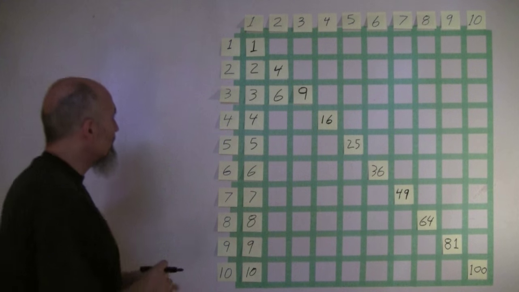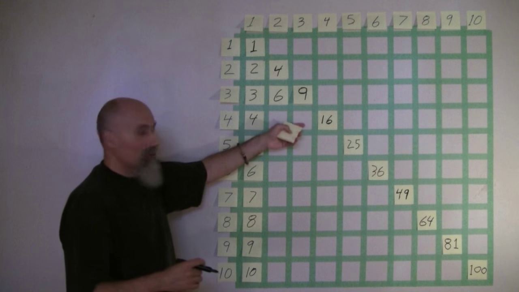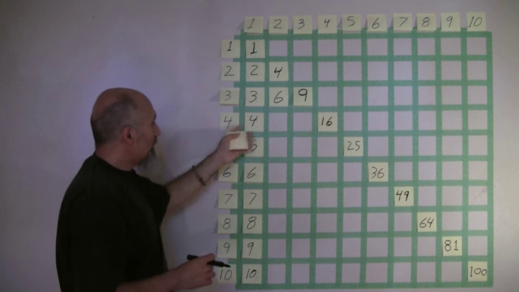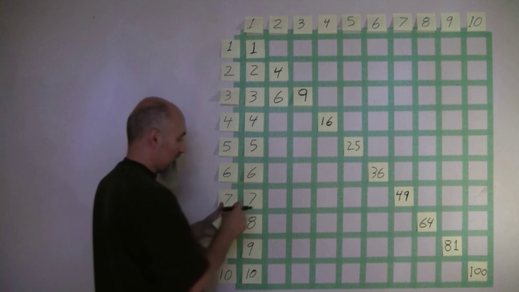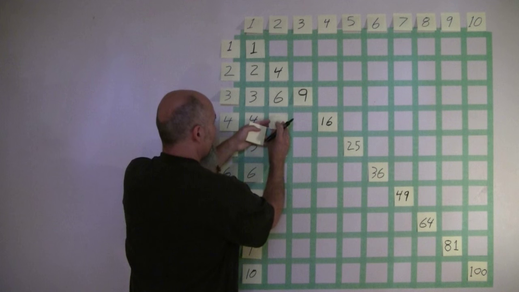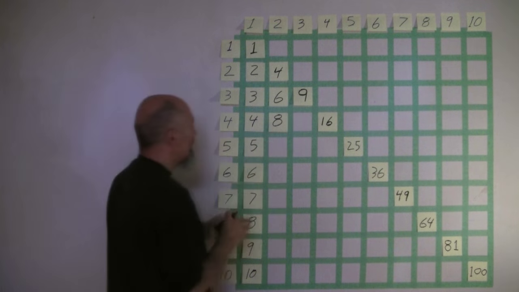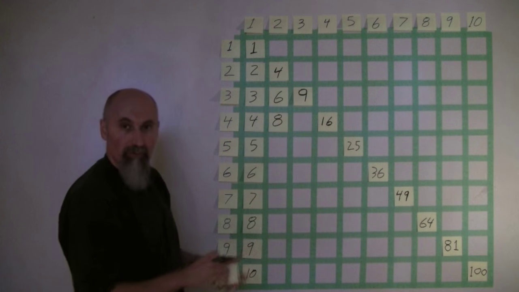So what we're going to do is continue with our rows here without crossing this over, okay? 4 times 2 is 8. 4 times 3 is 12.